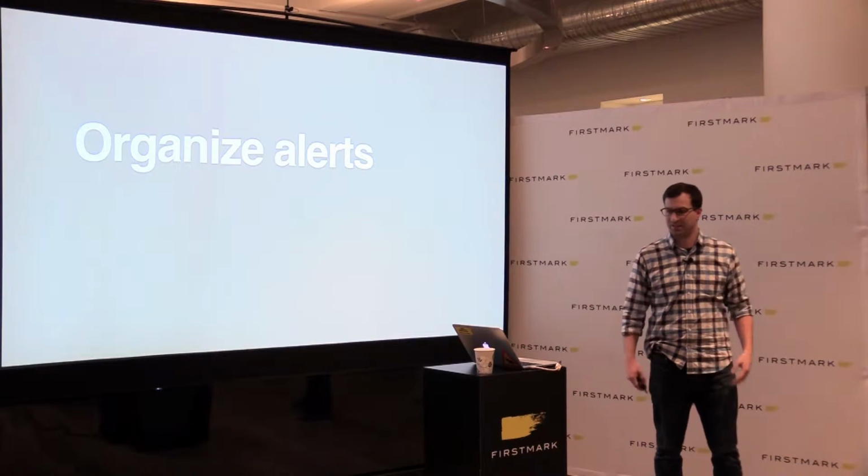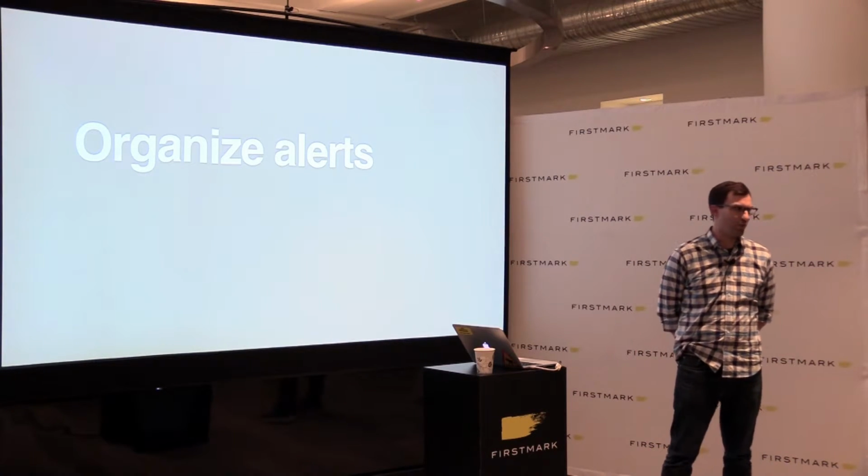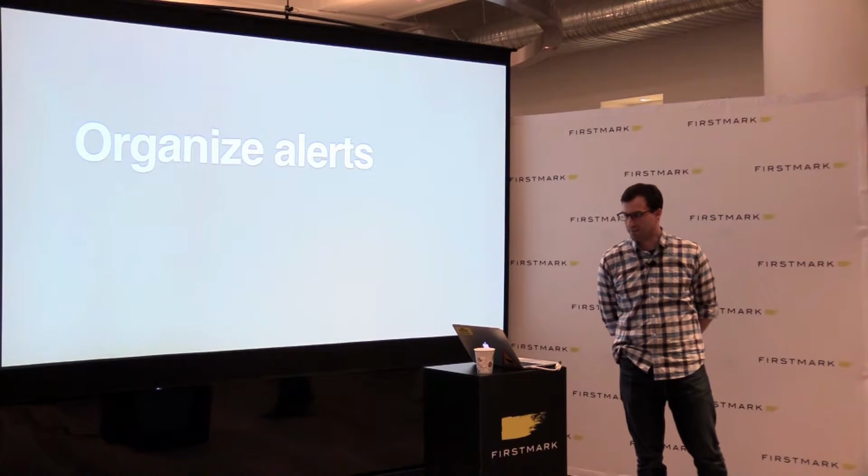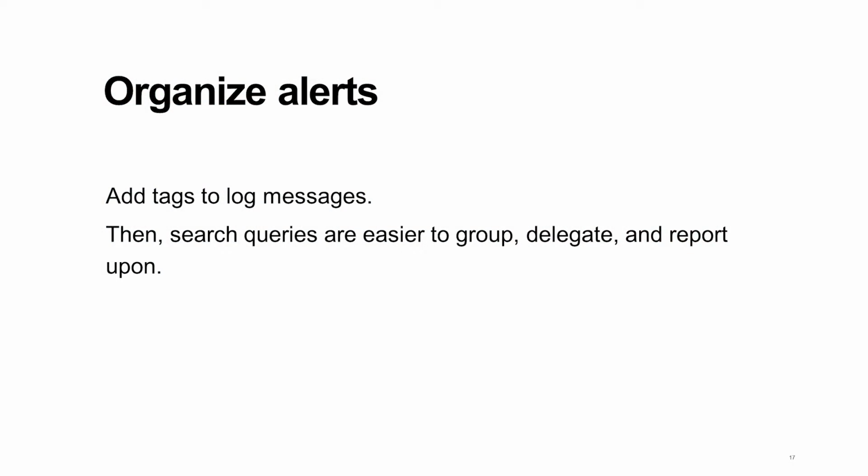Once you have all of these alerts created, we need to organize them so you don't get overwhelmed with a wall of just noise, basically. One way to do it is to add tags to alerts, tagged to a specific team or a specific functionality area. That's one good way to organize and group them.